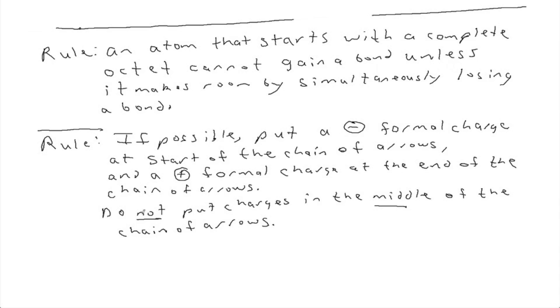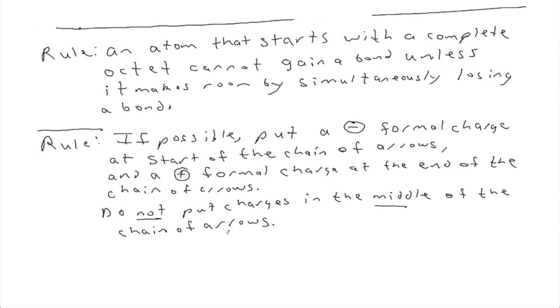This rule here is very reliable. There's almost no exceptions to this. I can think of one exception, but this is pretty reliable. There's almost no exceptions to this rule. We almost never put a charge in the middle of the chain of arrows.